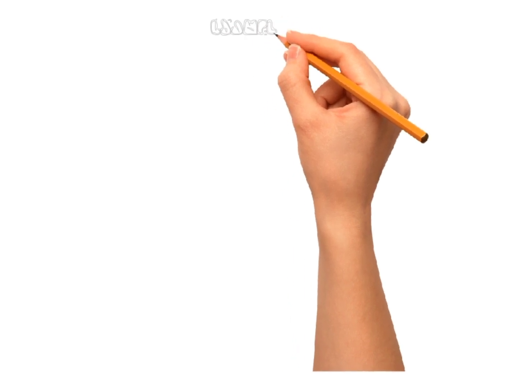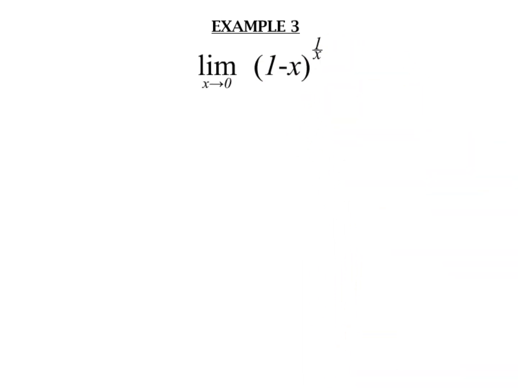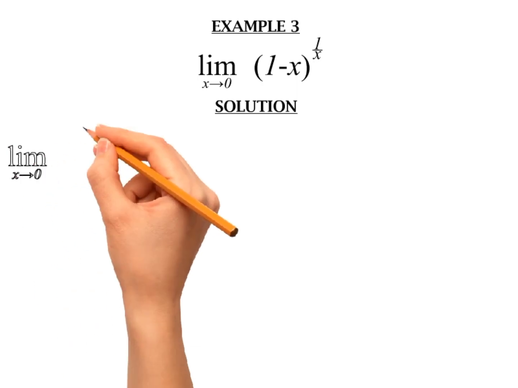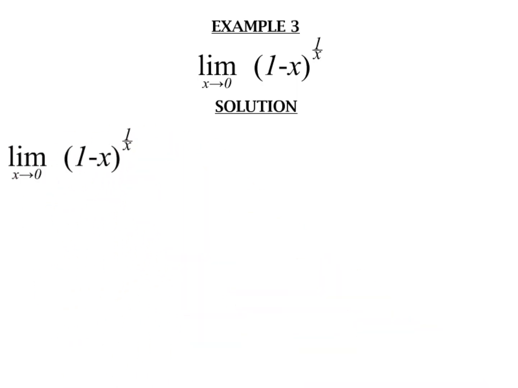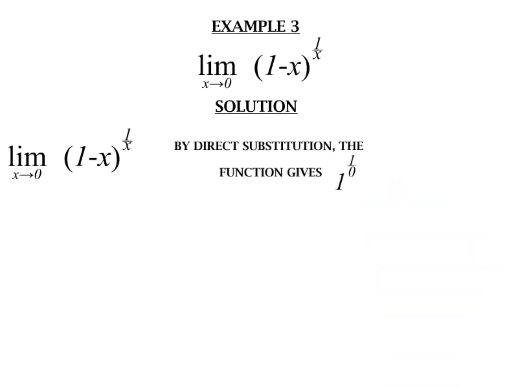Let us consider another example. The limit of (1 minus x) raised to the power of 1 over x, as x approaches 0. By substituting the limiting value, we see that the function gives 1 raised to the power of 1 over 0, which is another form of an indeterminate expression. But let us be reminded that L'Hopital's rule only applies when we have our indeterminate expression in the form of 0 over 0, or infinity over infinity.